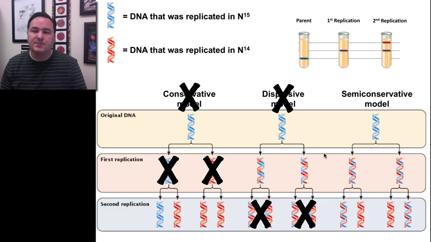So the correct model is called the semi-conservative model, and that's what happens during DNA replication, where you take one chromosome, one molecule of DNA, which is double-stranded, and you separate it and you use each side as a template to produce a new double-stranded molecule of DNA.